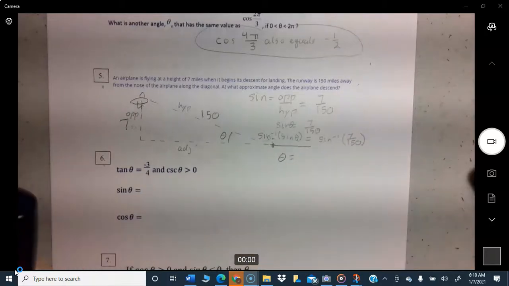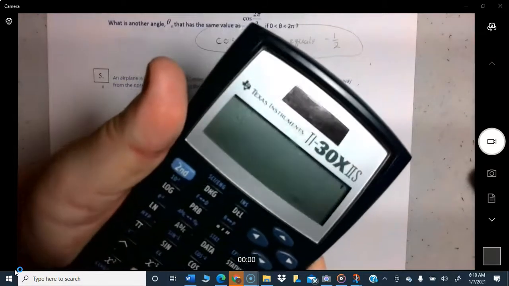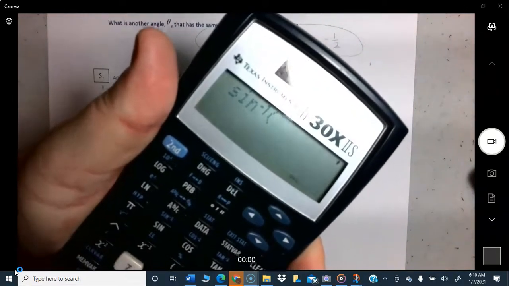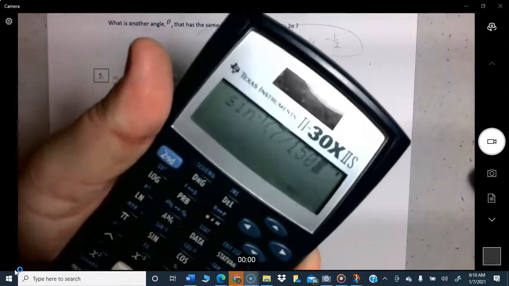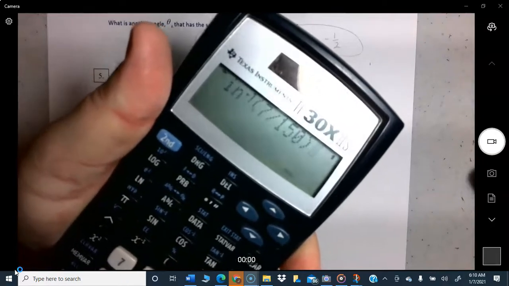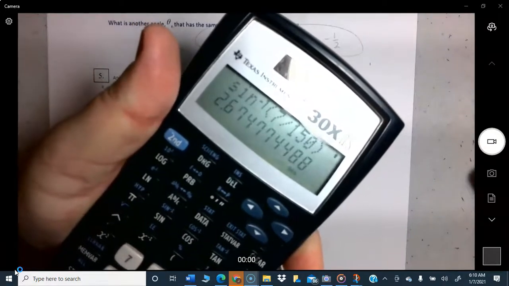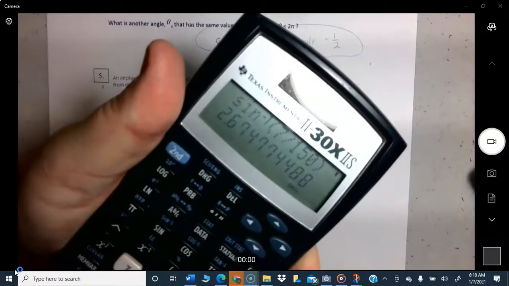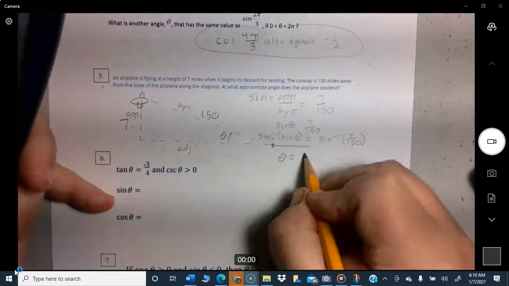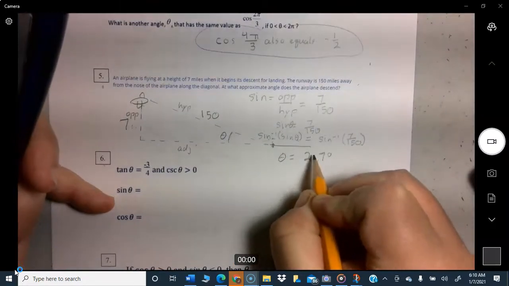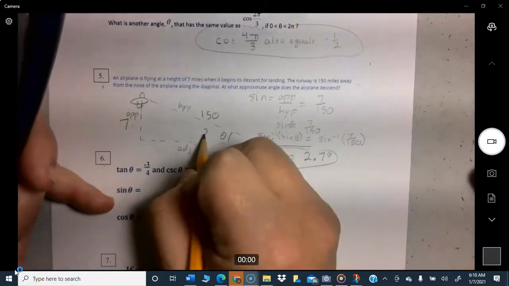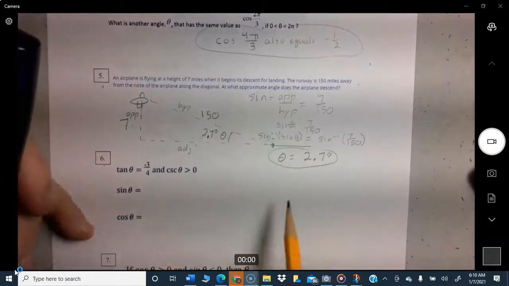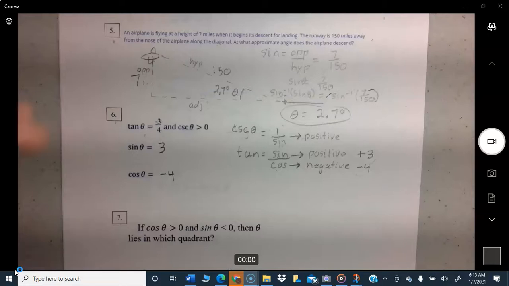And I'm going to come to the calculator, and on this calculator it's going to be second sine, that's arc sine, of 7 divided by 150, and close the parenthesis, and that gives you 2.67, just to the nearest decimal place, 1 decimal place, so that's 2.7. So theta equals 2.7 degrees. That's this angle right here, and that's your answer. Okay. All right, let's keep going.